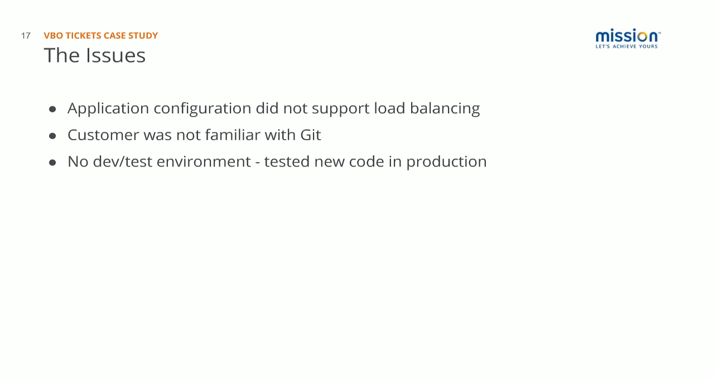The company at the time was also not familiar with Git. Mission introduced the concept of source code version control, which streamlined collaboration among VBO's developers and laid the groundwork for their automated deployment pipeline. Finally, as code was previously being pushed, Mission implemented a non-production environment that developers could use to stage their releases and perform adequate testing against before pushing their changes to production.